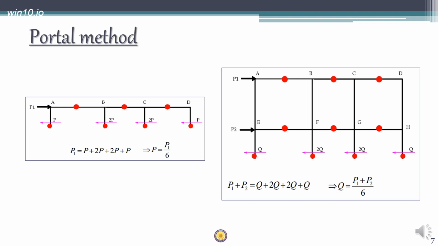The same thing can be done for the bottom story also. When you consider all the forces above the hinge, you have two external forces, P1 and P2, and the column shears are Q, 2Q, 2Q and Q. If you take the algebraic sum of these to be equal to 0, sigma H equal to 0, you get that Q is equal to (P1 plus P2) by 6.